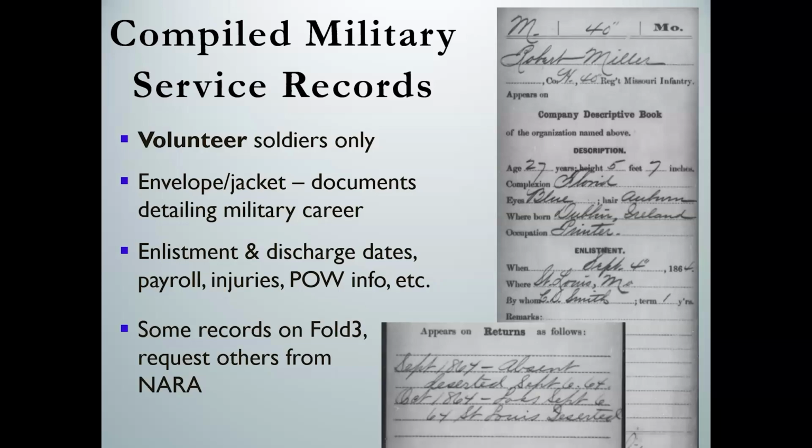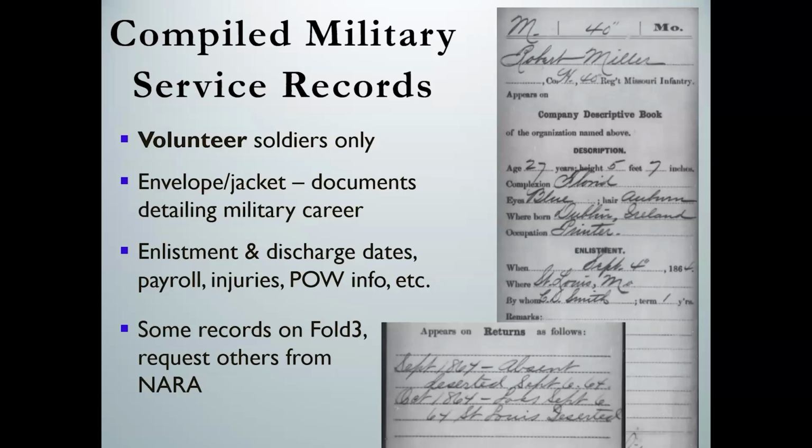Their papers look like long index cards that have all their information. It has discharge dates, if they were in the hospital, if they were a POW, whatever was going on, whenever they kept track of them, that information is going to be on those cards.